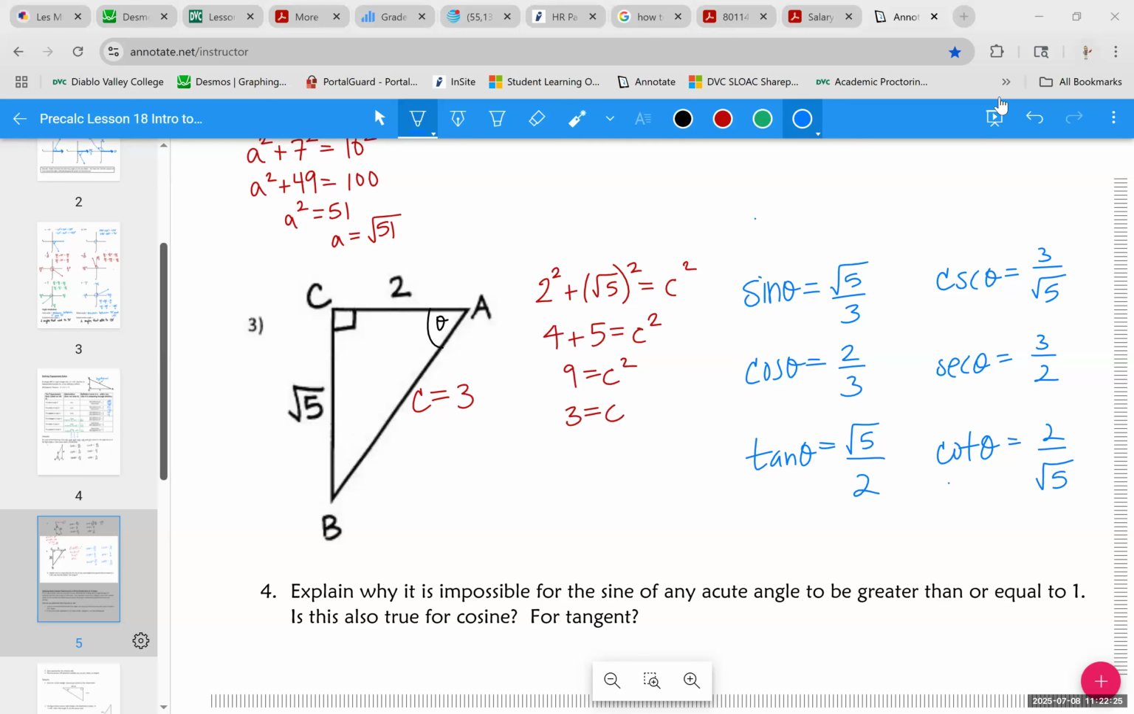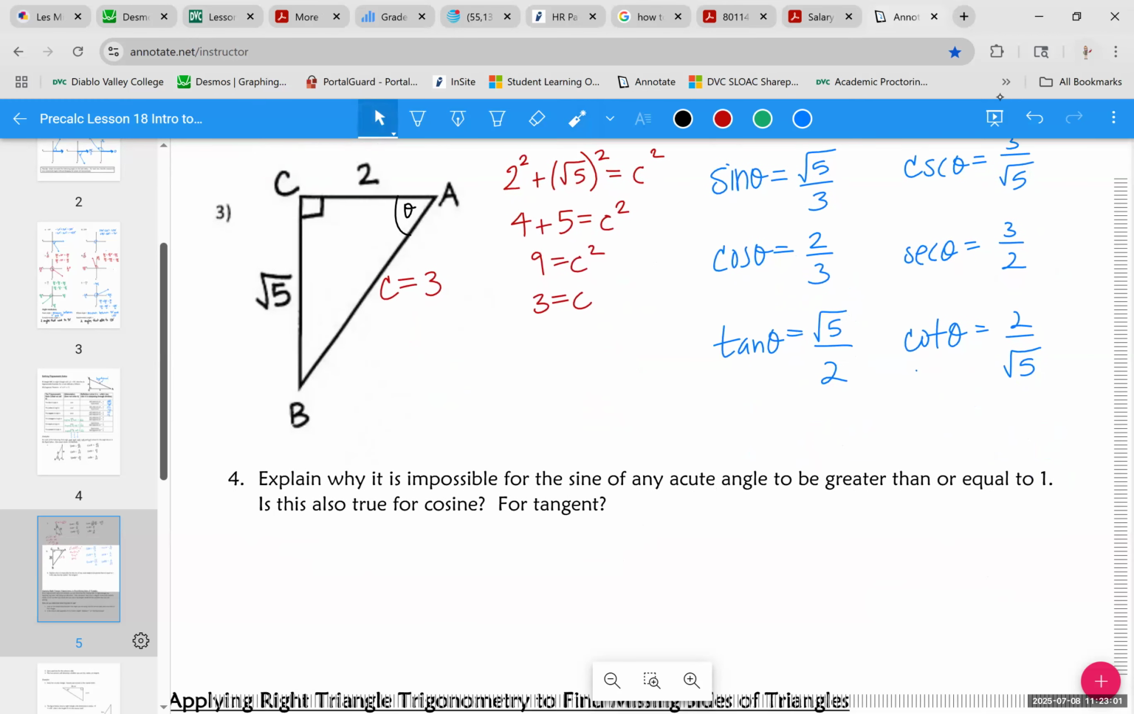All right, let's take a look to see how it went. So I'm missing the hypotenuse. So I set up my 2 squared plus my square root of 5 squared equals c squared. Square root of 5 squared is just 5. So I end up with c equals 3. Then once we established where our theta was, opposite would be root 5, adjacent would be 2, and hypotenuse would be 3. So you could fill in your SOH, CAH, TOA accordingly, and then flip them to get your remaining ratios.